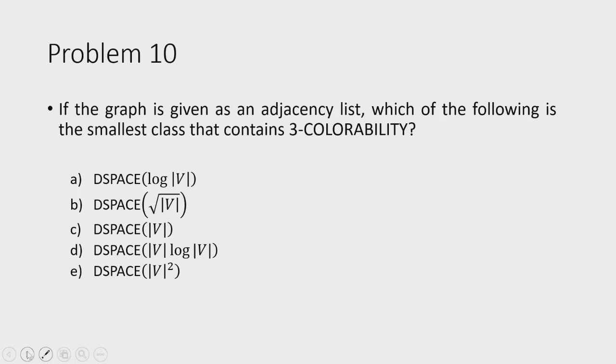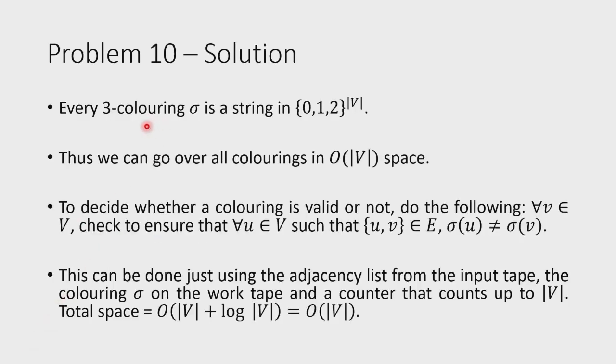Okay, so the answer is C, at least as of now, and the reason is the following. Every 3 coloring can be represented as a string sigma in the set {0, 1, 2} to the size of V, right? Is this clear why this is true? Yes. So then what we have to do is just the following: if we go over all such strings and check if the string represents a valid coloring or not, we would be done, right?